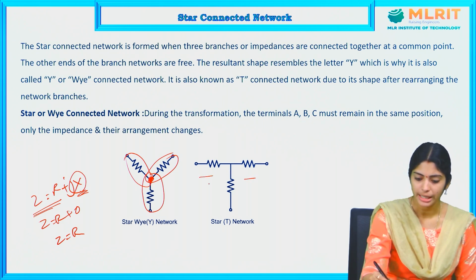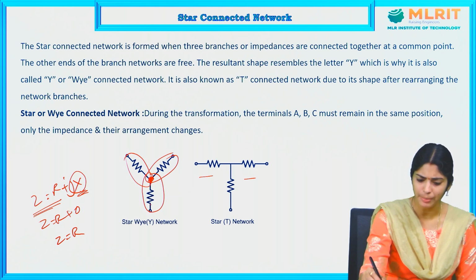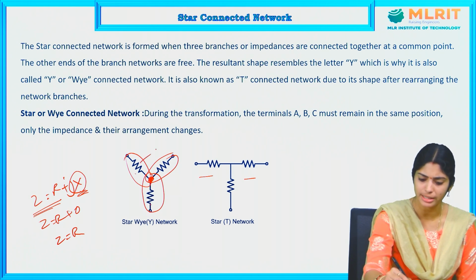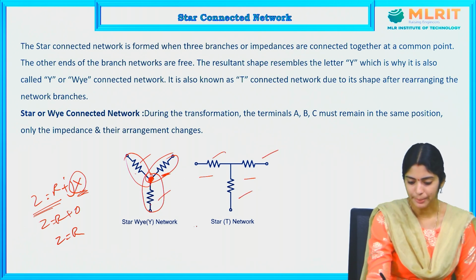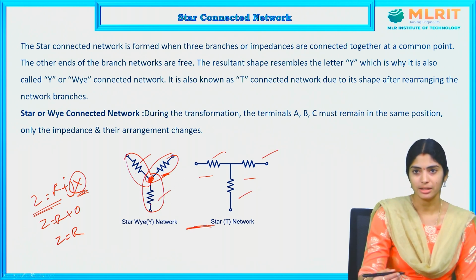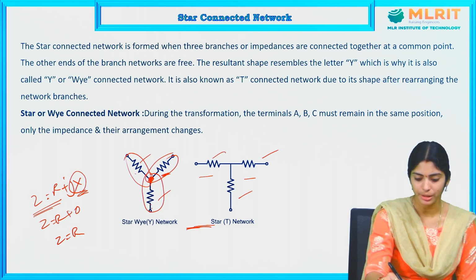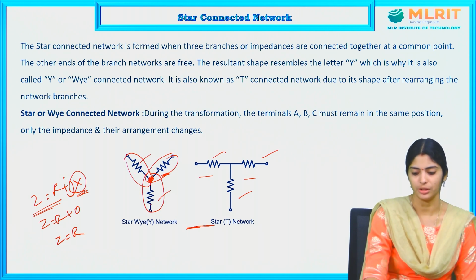See here, the T-type network. The same network I'm representing like this. I'm redrawing it. This resistance is this resistance. This resistor is this resistance. This one is this one. So both are the same, but for our convenience, we are converting from this network to this network.